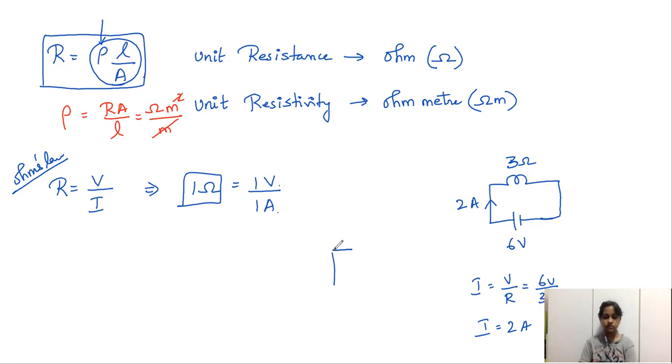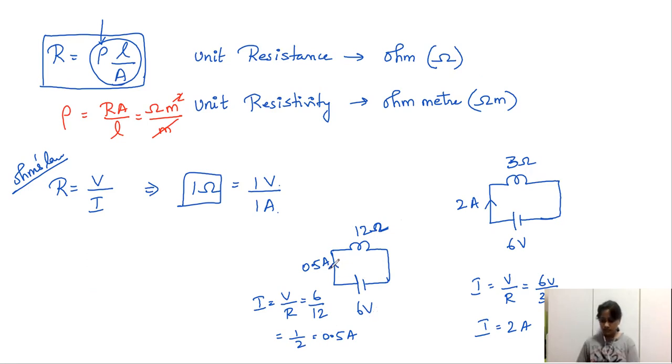Now I'm connecting the same 6 volt to 12 ohms. The resistance offered by the circuit that I'm connecting here is 12 ohms. So what happens now? I is equal to V by R again, 6 divided by 12, which is equal to 1 by 2, which is equal to 0.5 amps. So same battery, how much is the current now? 0.5 amps.